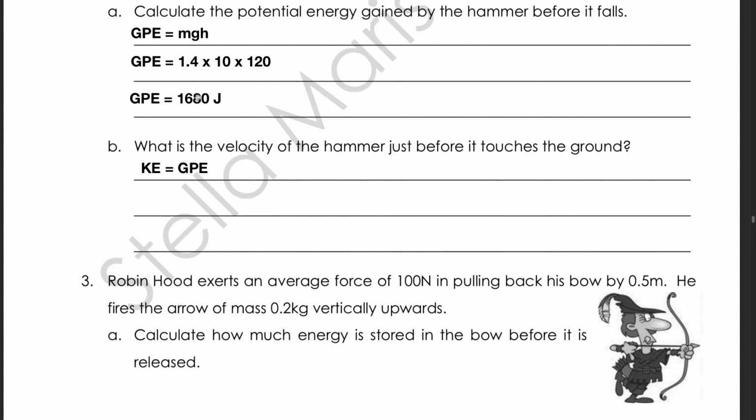So we can substitute 1680 for GPE and the normal equation for KE, which will give us 1/2 times m times v squared, which is the equation of KE, is equal to 1680, the answer from before. Here we have to find the velocity of the hammer. So once again we have to get the velocity subject of the formula, meaning that we have to take the m over to the other side.